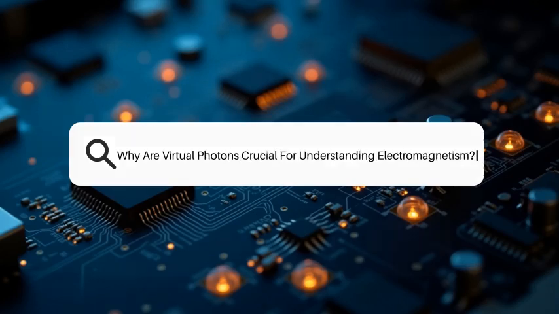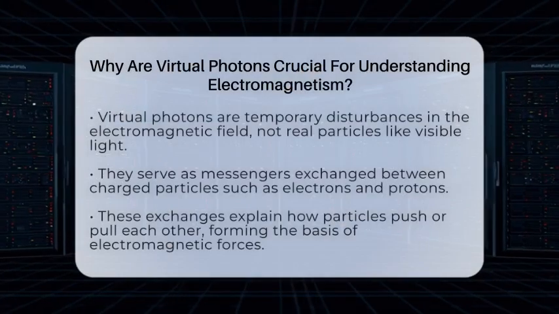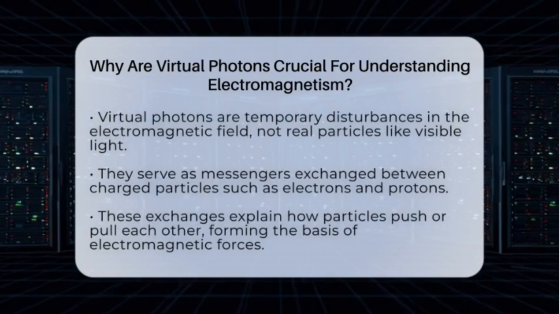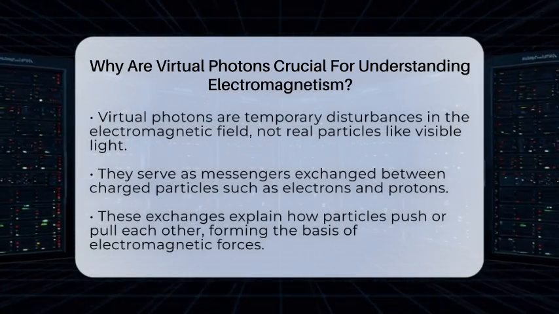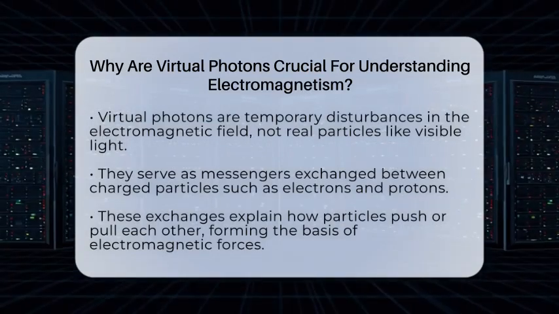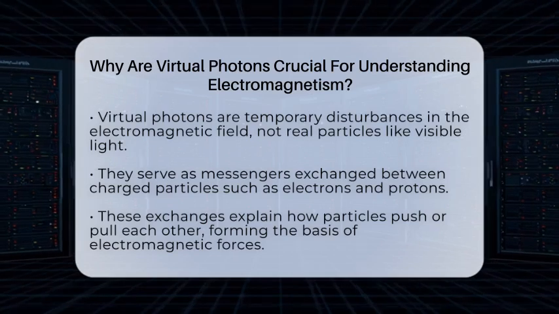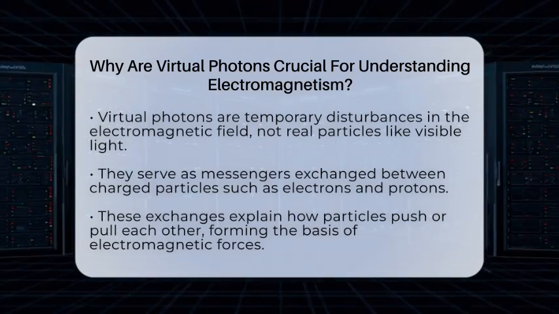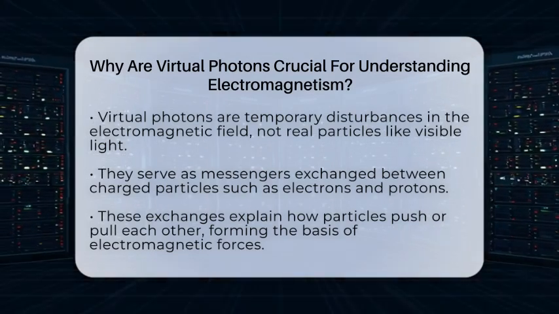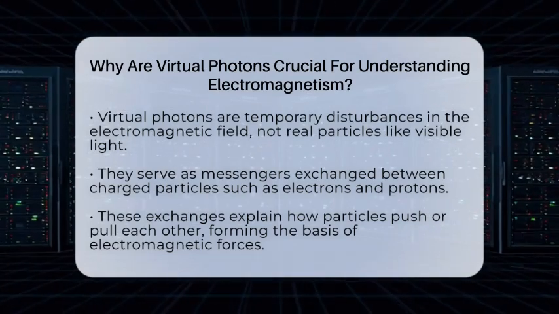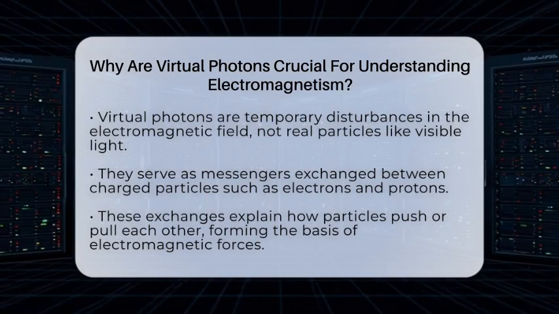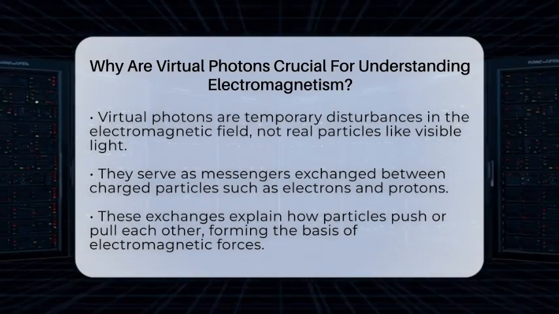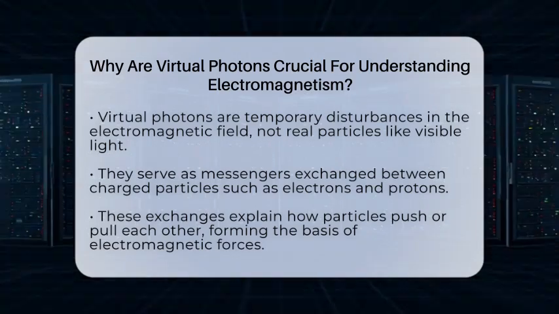Why are virtual photons crucial for understanding electromagnetism? Imagine invisible messengers bouncing back and forth between charged particles, carrying the force that makes magnets stick and electric currents flow. That's where virtual photons come into play. They are not real particles like the light we see, but are temporary disturbances in the electromagnetic field. These disturbances are exchanged between particles like electrons and protons, and this exchange explains how they push or pull each other.